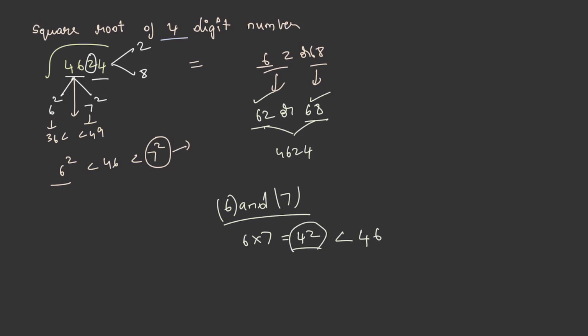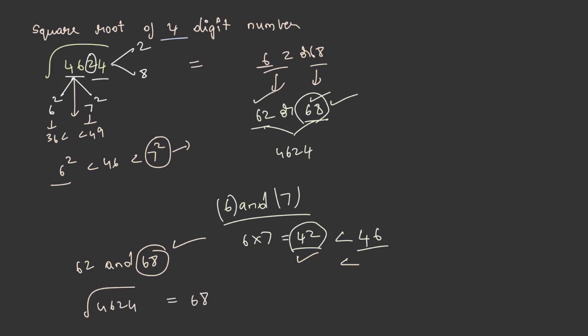If the product of numbers is less than the given number, then we have to take the bigger value among the two options. Our two options are 62 and 68 respectively. As 42 is less than 46, we have to take the bigger number among the two, which is 68. So square root of 4624 is equal to 68. This is how you find out the square root of a 4-digit number.